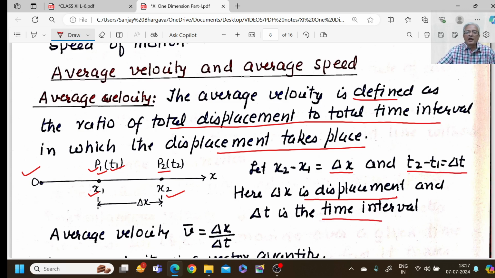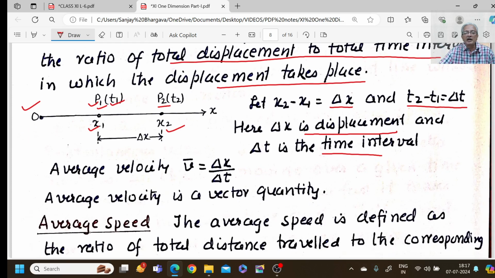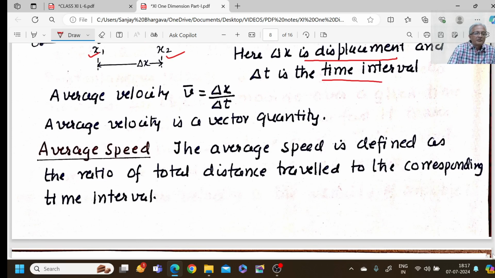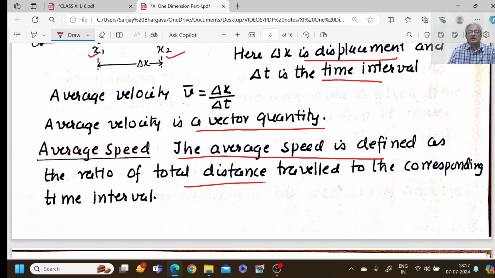How do we define average velocity? Average velocity would be defined as delta x upon delta t. Average velocity is a vector quantity. So we are talking about an interval now, the interval of time t2 minus t1, in which the displacement is delta x, that is x2 minus x1. Similarly, we can talk about average speed. The average speed is defined as the ratio of total distance traveled to the corresponding time interval.